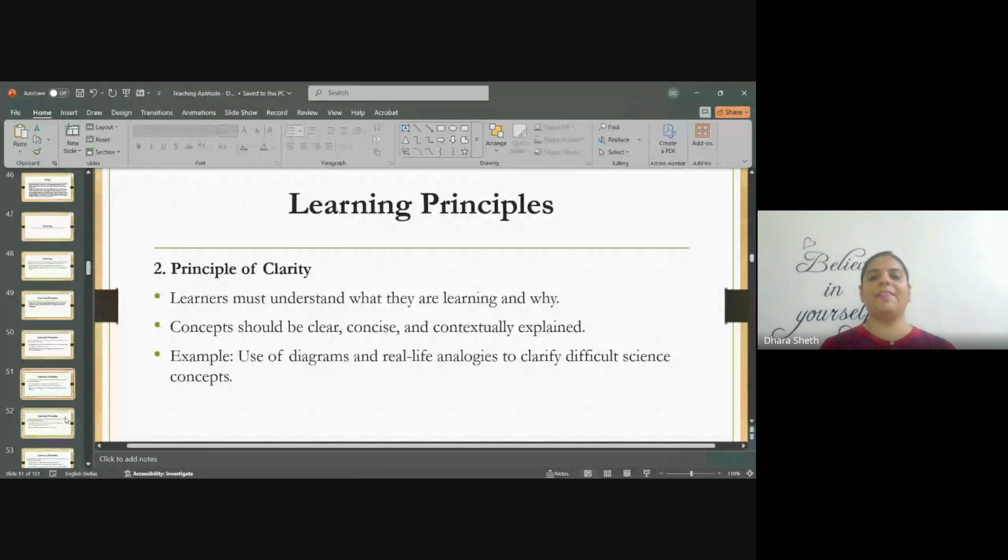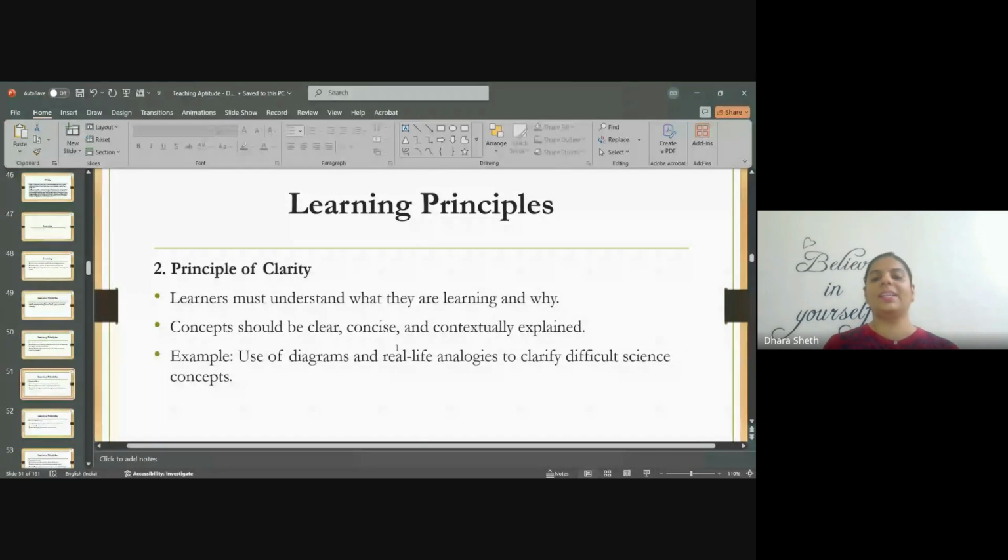So you know your why, right? You are here because you want to clear your UGC NET with a great score. And why are you learning this topic is what I explained to you in the beginning, right? And now the concept should be clear, concise, and contextually explained, that in this context, when you know the theory, it will help you solve the questions of application in the exam. So this is the principle of clarity. Make it clear to the learners what they are learning and why they are learning it.